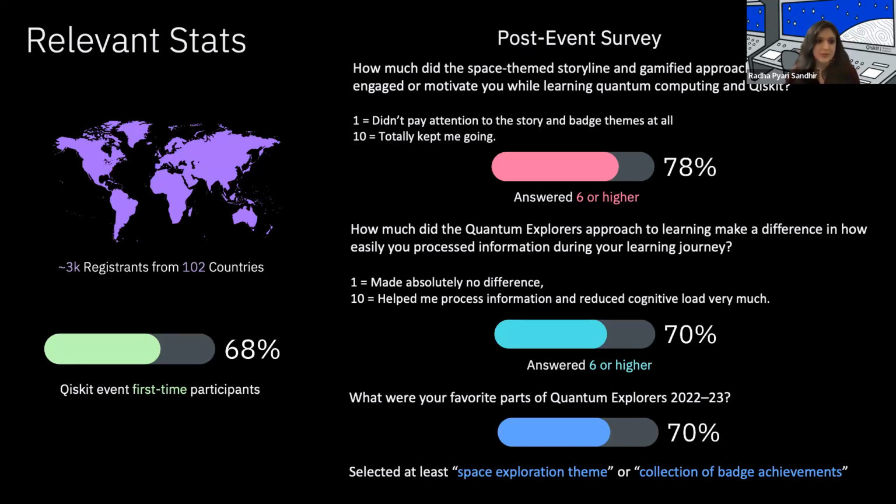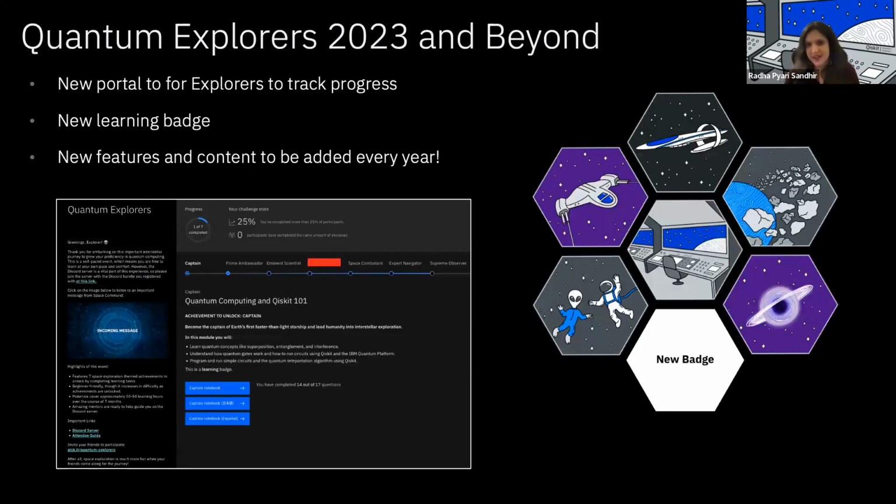So thus inspired by the results and feedback, we've revamped the program and we'll be launching the next cohort in 2023. So this cohort will have new and improved features such as a portal where learners can track their individual progress. Earlier, the program largely consisted of a collection of workbooks on the Discord server. So here's a glimpse. Though the name of the new learning badge is hidden, it will be revealed at launch.